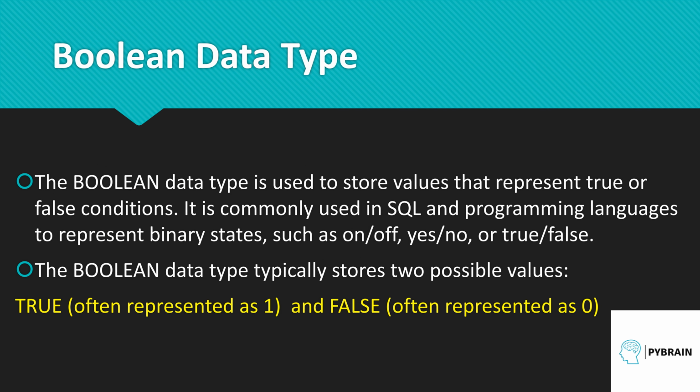Now let's see Boolean data type in SQL. It's a simple yet powerful type used to handle binary conditions. The Boolean data type is used to store true or false values. It's perfect for situations where you need to represent binary states like on-off, yes-no, or true-false. True and false. In SQL, true is often represented as 1 and false as 0. This makes it easy to work with binary conditions in your database.